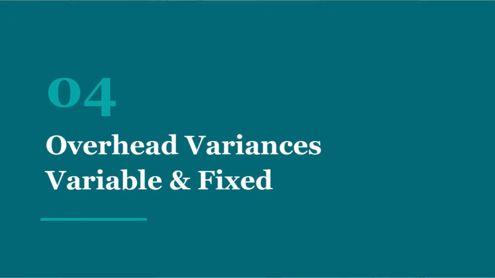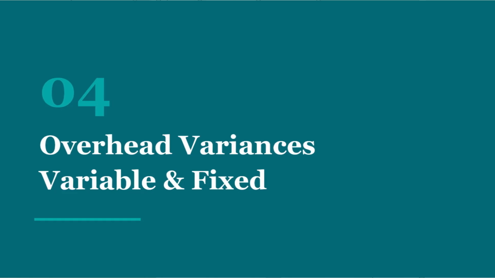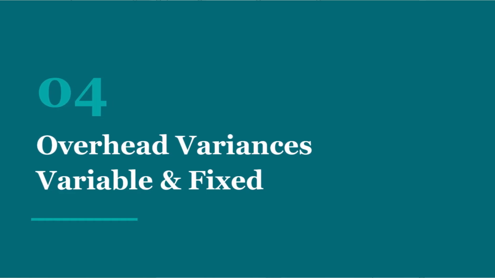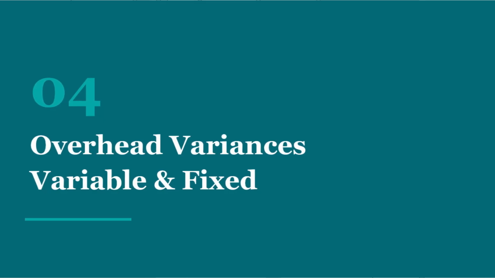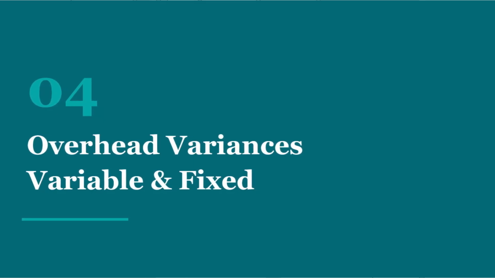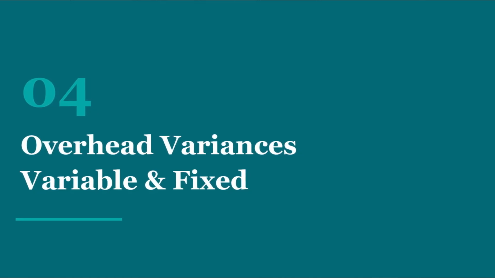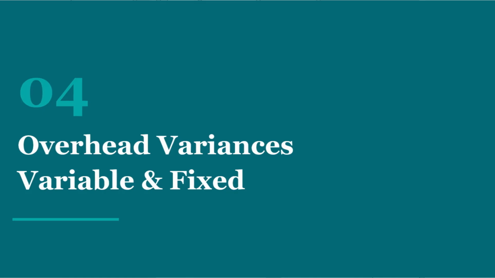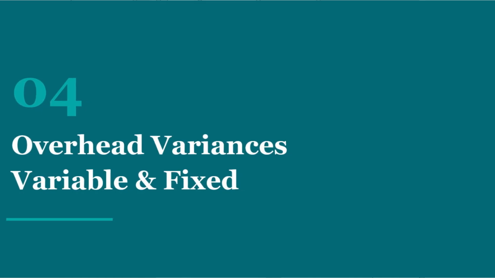Section 4. Overhead variances, both variable and fixed. Now our store manager digs into the overhead clues. We'll split overhead into spending and efficiency variances for variable costs, and spending and production volume variances for fixed costs. These markers will reveal capacity clues next. Get ready to analyze overhead like a detective.